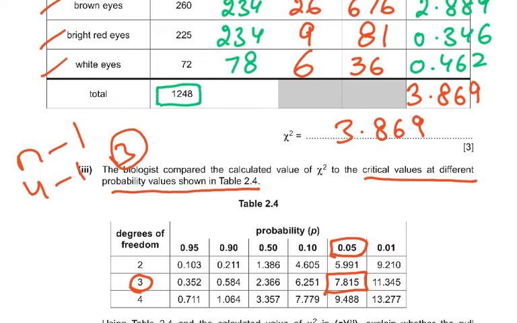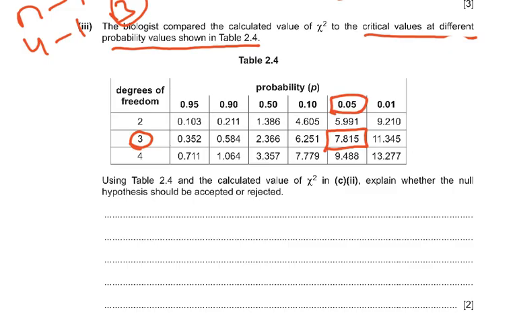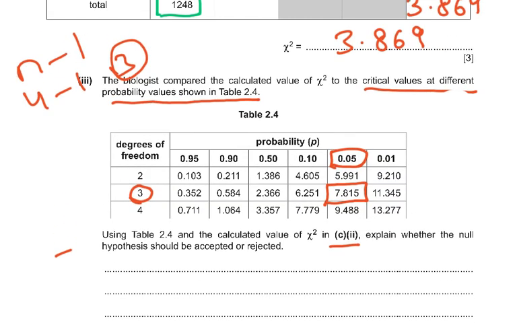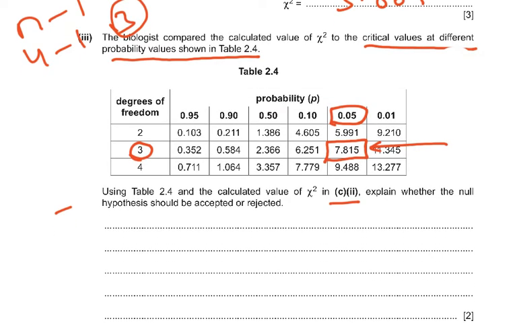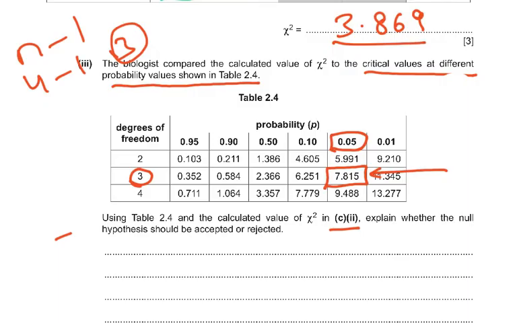Now your calculated value is 3.869. That is less than 7.815, and so the null hypothesis is accepted. If it was more, then it would be rejected. Now it says using table 2.4 and the calculated value of x square, explain whether the null hypothesis is accepted or rejected. I've just told you the critical value you have to look up. So the critical value is 7.815, and your value is 3.86. That is less, so that is why the null hypothesis is accepted.